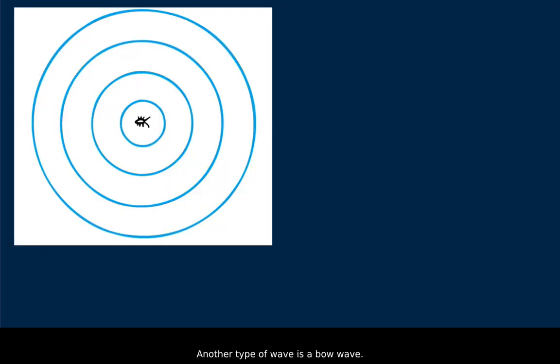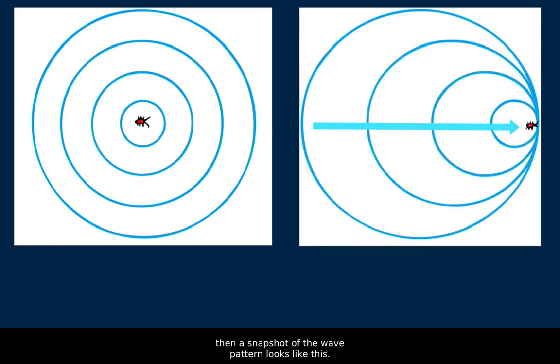Another type of wave is a bow wave. Imagine a bug bobbing up and down on the surface of water as shown by this top view looking down. The waves it produces make up a pattern of concentric circles. If the bug swims to the right, still bobbing, and travels as fast as the waves it produces, then a snapshot of the wave pattern looks like this.